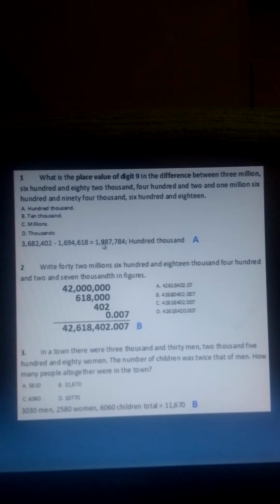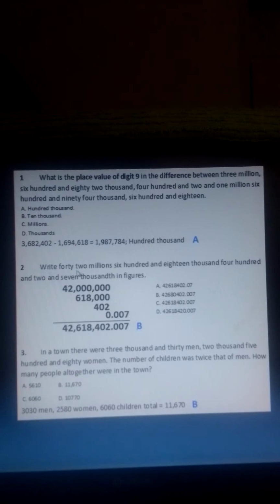This one here. Now this 4 here is ones, this is tens, this hundreds, thousands, tens of thousands, hundred thousands. So the place value of 9 here is 100,000. So the answer is A, 100,000.